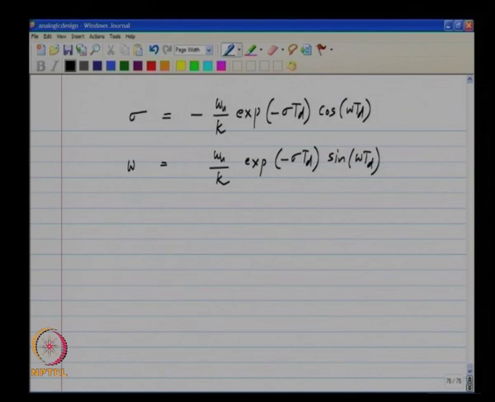Okay. As usual, we do our sanity check. For Td equal to 0, the only satisfactory solution is to have sigma equals minus omega u by k and omega equal to 0. Okay. That corresponds to the case without delay.